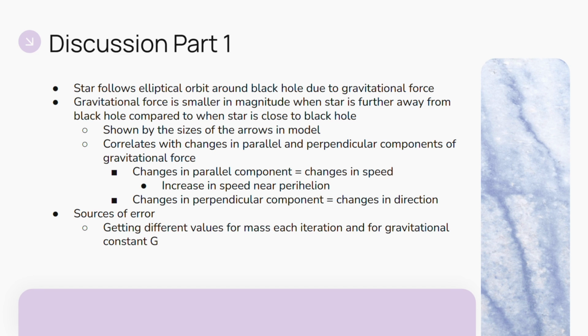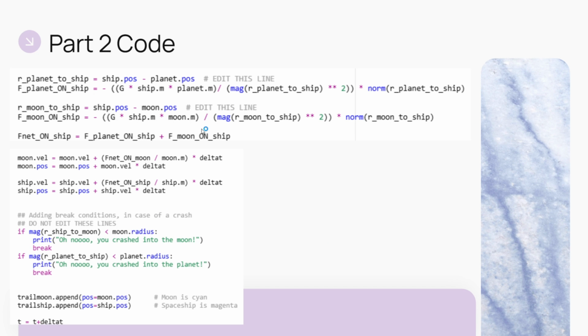Discussion for part 1. Basically, the star follows an elliptical orbit around the black hole due to gravitational force. Gravitational force is smaller in magnitude when the star is further away from the black hole compared to when the star is close to the black hole, shown by the sizes of the arrows in the model. The sources of error are getting different values for mass each iteration and for the gravitational constant G.